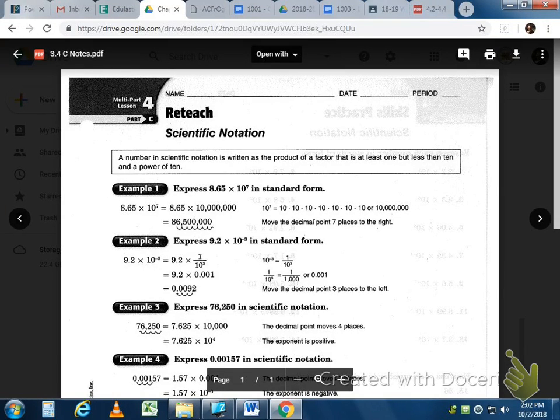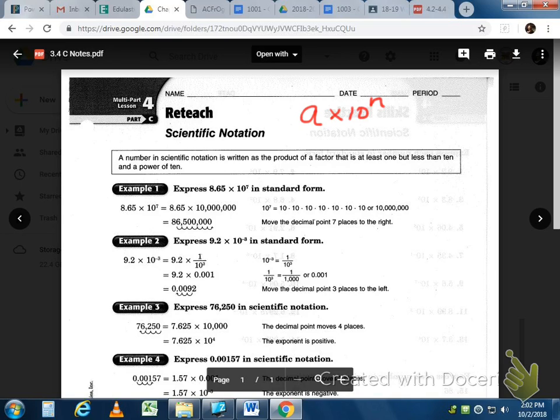Lesson 3.4c, Scientific Notation. A number in scientific notation is written as a product of a factor that is at least 1 but less than 10 and a power of 10. Okay, I'm going to tell you this at the top of your paper. I want you to please write this: A times 10 to the nth power.